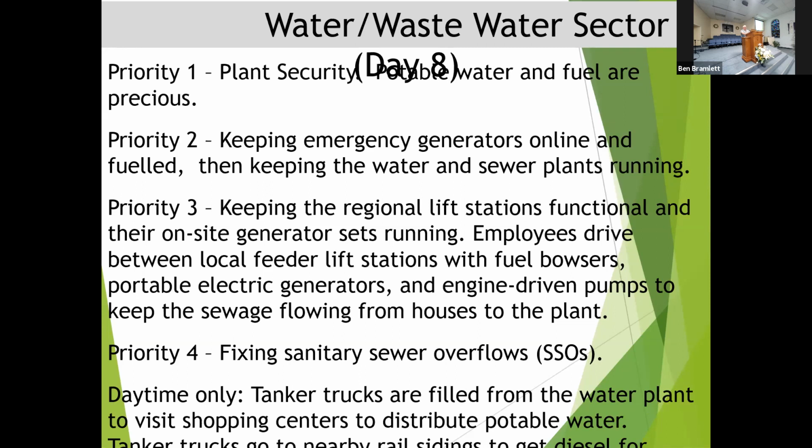The lift stations, as soon as you stop pumping sewage in the neighborhoods, it starts backing up into the houses. Not pretty. Our lowest priority is probably going to be fixing sanitary sewer overflows, in other words, places where the manholes are oozing sewage onto your front yard. That is normally their number one priority, and now it's become their number four priority. And then in the daytime only, probably the tanker trucks will be filled from the water plants and taken to shopping centers to distribute potable water to citizens.